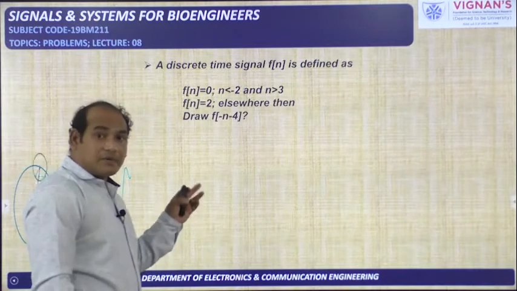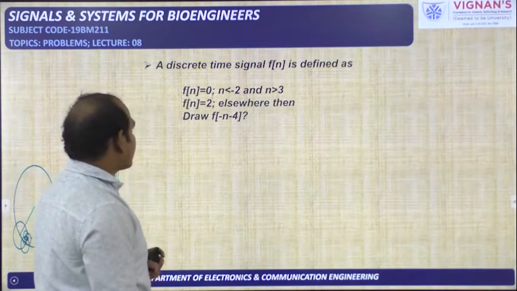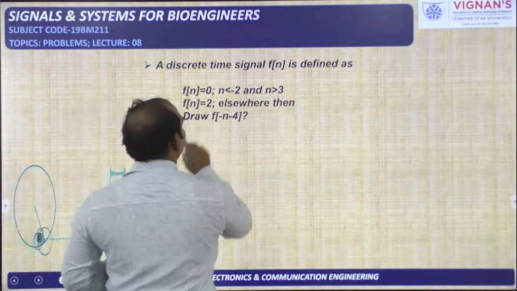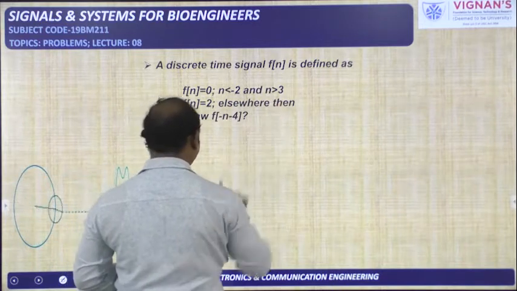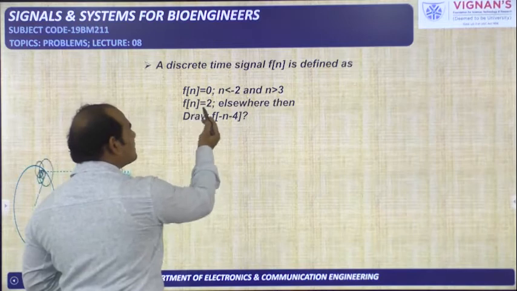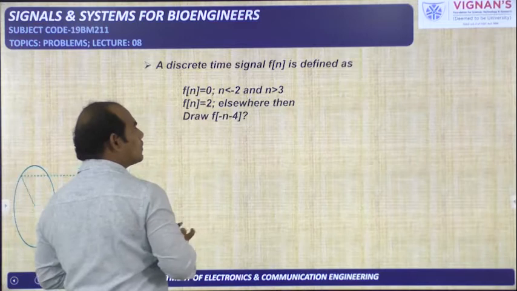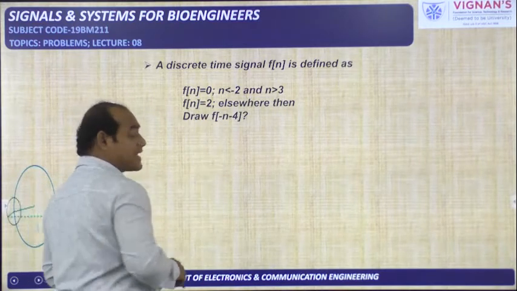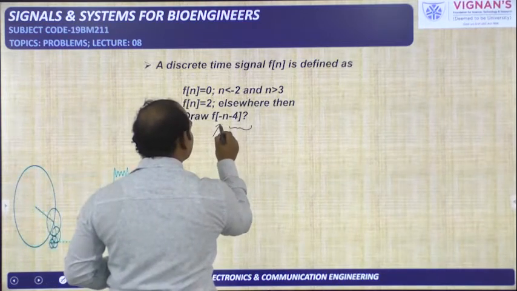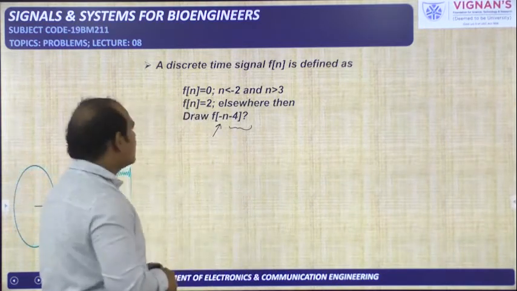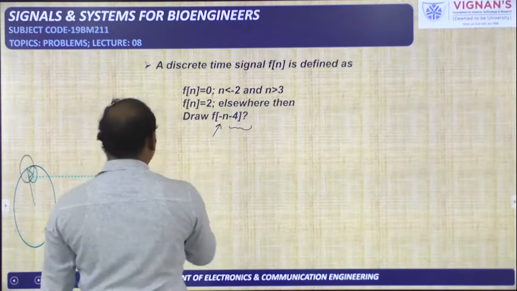Now the problem is based on discrete time signal. So discrete time signal f of n is defined as, they have given f of n is equal to 0 when n is less than -2 and when n is greater than 3, and f of n is equal to 2 elsewhere. That means in the remaining time f of n is equal to 2 only. Then draw f of -n -4. So this is shifting and reversal. Both operations we have to perform. First I will try to draw the signal, then you see very carefully.